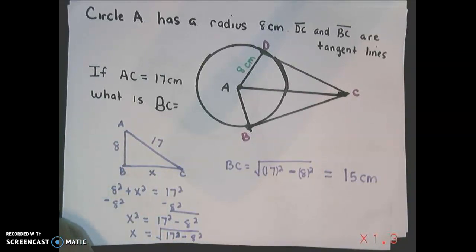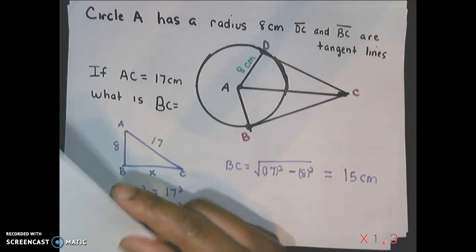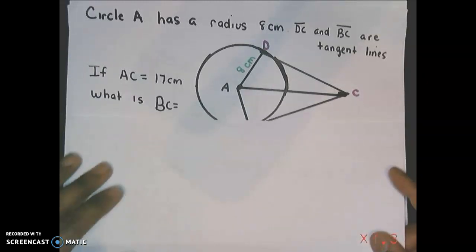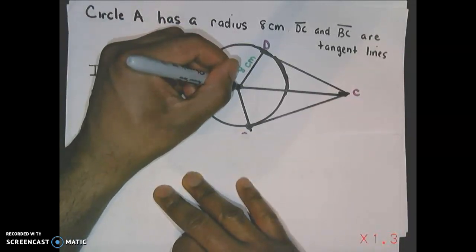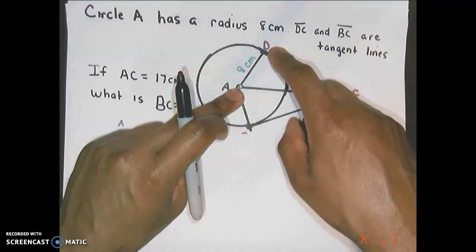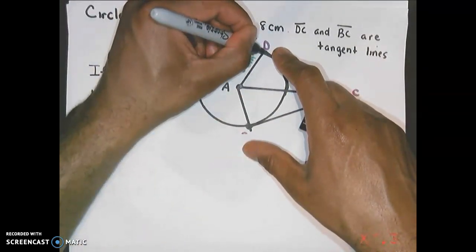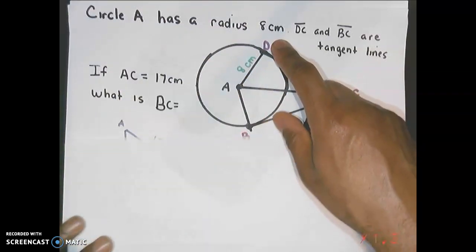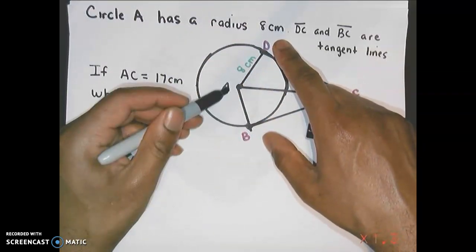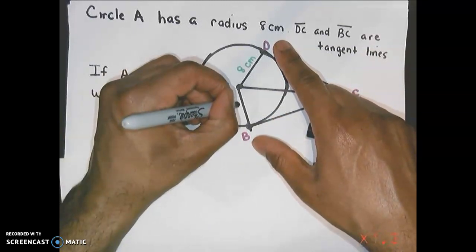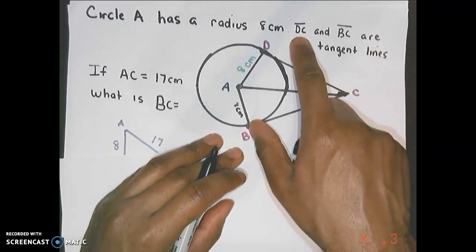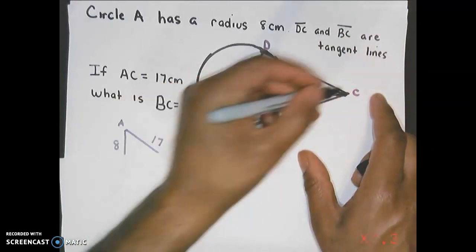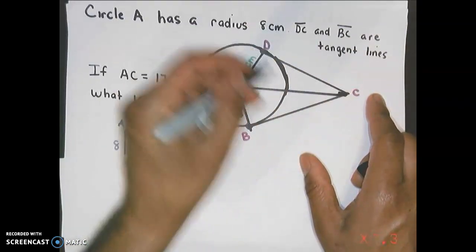So in this particular case, we have a circle A. We know the center of the circle is A, and it has a radius of 8 centimeters. Remember, the line segments that start at the center and touch the circle are radii. So AD is the radius of the circle, but AB is also a radius, so this is going to be 8 centimeters as well. And it says segments DC and BC are tangent lines. So these two lines here are tangent lines.